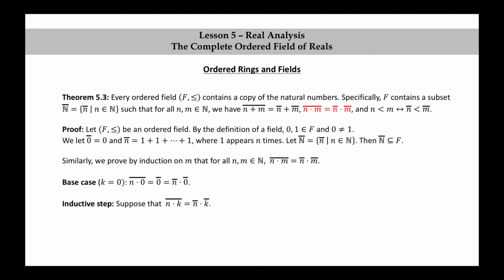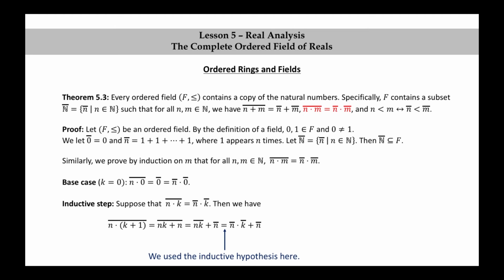Inductive step. Suppose that n times k bar is equal to n bar times k bar. Then we have n times k plus 1 bar is equal to n times k plus n bar. Here we're using distributivity in the natural numbers. That's equal to nk bar plus n bar. Here we're using the fact that we already proved the previous statement about addition. And that's n bar times k bar plus n bar. That's where we're using the inductive hypothesis.